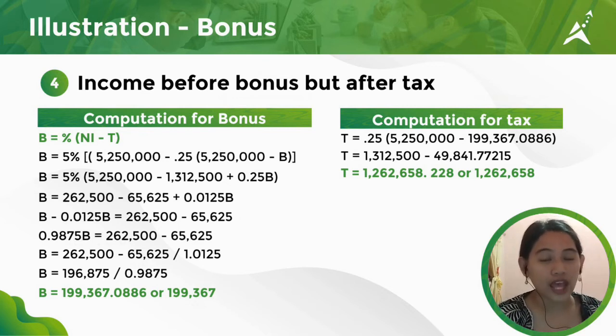Now, magta-transfer lang ulit tayo to get our value of B. 0.9875B yung makukuha natin pag pinag-add na yon or pinag-minus equals to 262,500 minus 65,625. Ang makukuha natin ay 196,875 divided by 0.9875. And ang makukuha na bonus ng isang employee kapag ang usapan nila ng entity is income before bonus but after tax is 199,367 pesos. Now, let's compute for our tax.